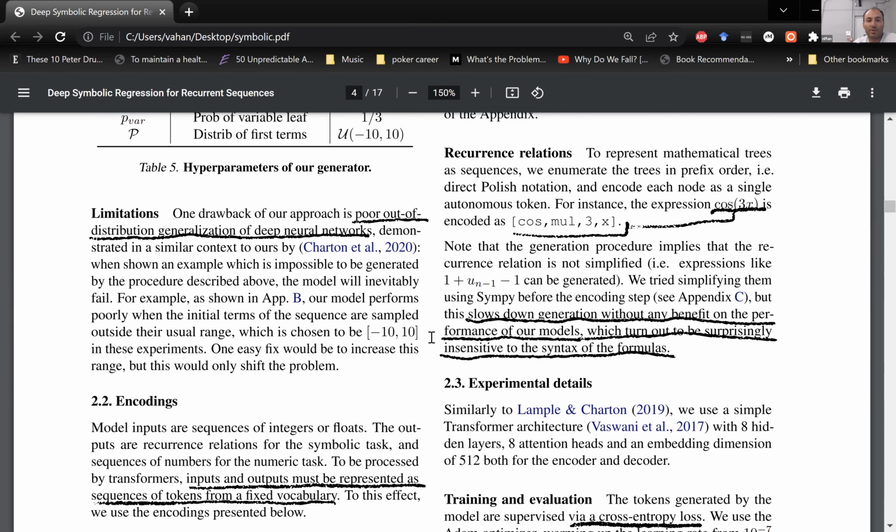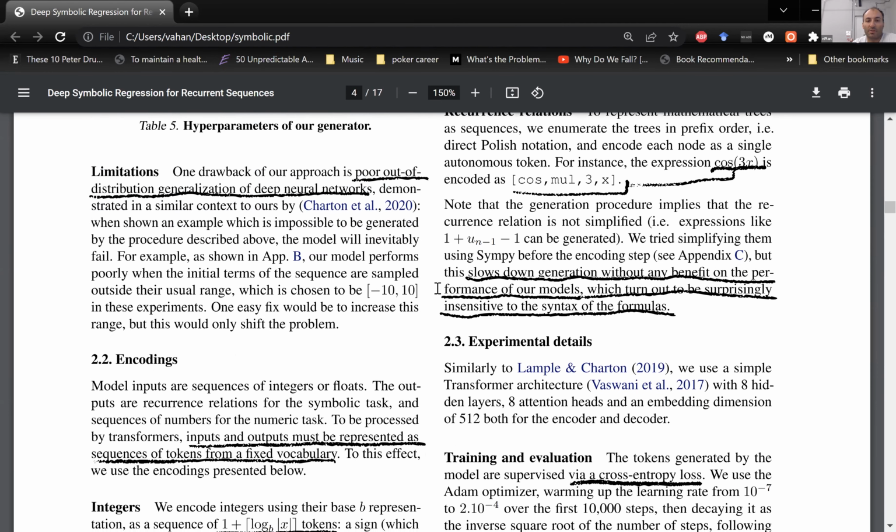They talk about the limitations. Poor out-of-distribution generalization. We speak about this later when they do the approximation experiments. We mentioned this also, but they say upfront that there is a limitation here, but that's fair.